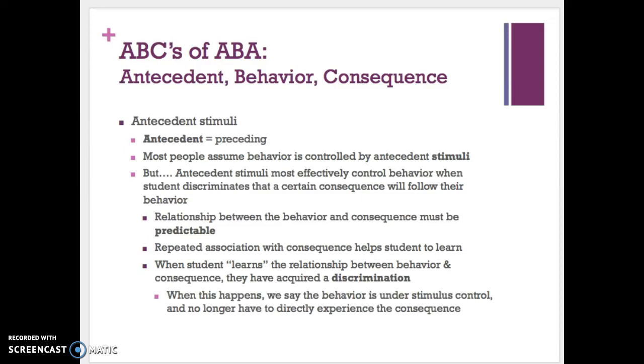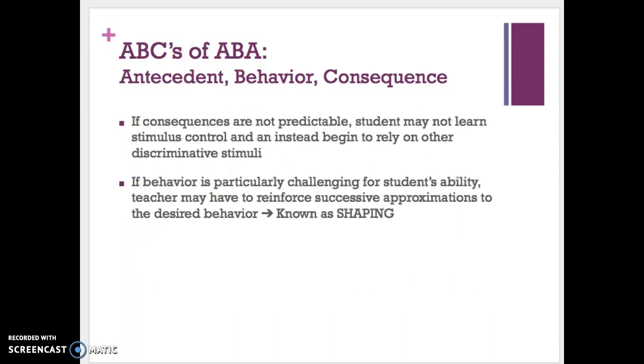So, when we are, again, consistent, this makes it much easier for someone to learn the replacement behavior. If consequences are not predictable, students may not learn stimulus control and instead begin to rely on other discriminative stimuli. So they may be acting out in different ways. For example, a student might make a silly noise and they learn that, okay, when I make a silly noise, all these other kids laugh and think it's funny and I want attention. So we want to make sure that consequences are predictable.